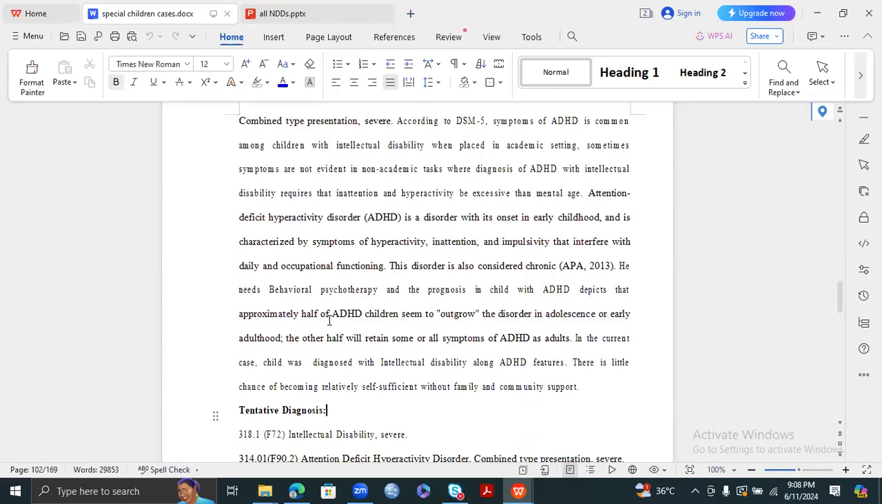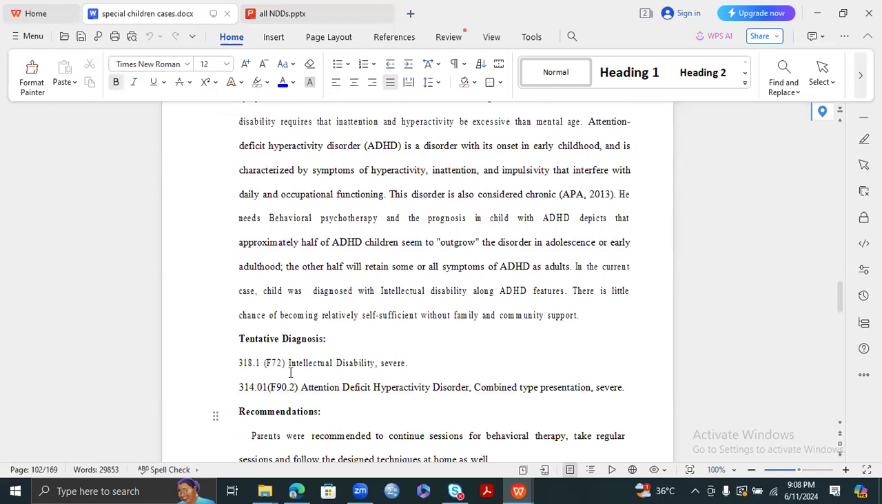So the tentative diagnosis was primarily mentioned as intellectual disability because of a low score in 2 particular domains of the Vineland Adaptive Behavior Scale. We discussed previously that it was basically for adaptability or adaptive behaviors. But later, when we determined that the child has ADHD with the combined type presentation, that can lead to this kind of scoring as well. So the final diagnosis was established as attention deficit hyperactivity disorder.